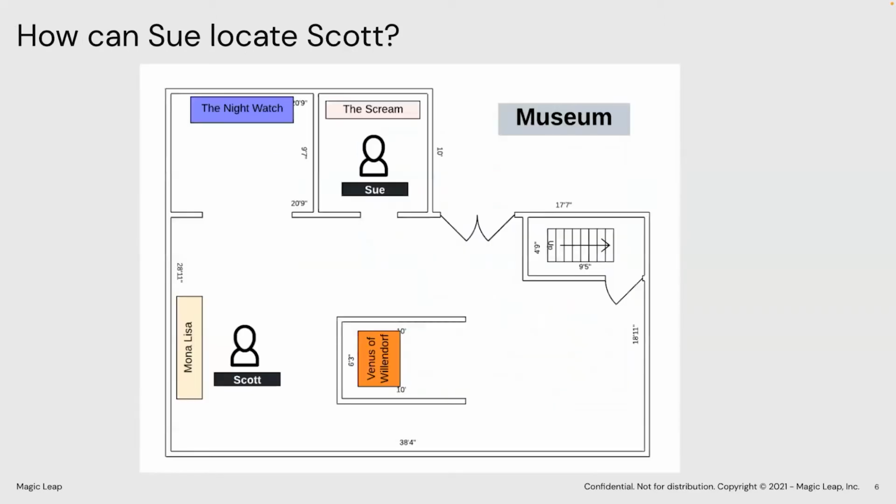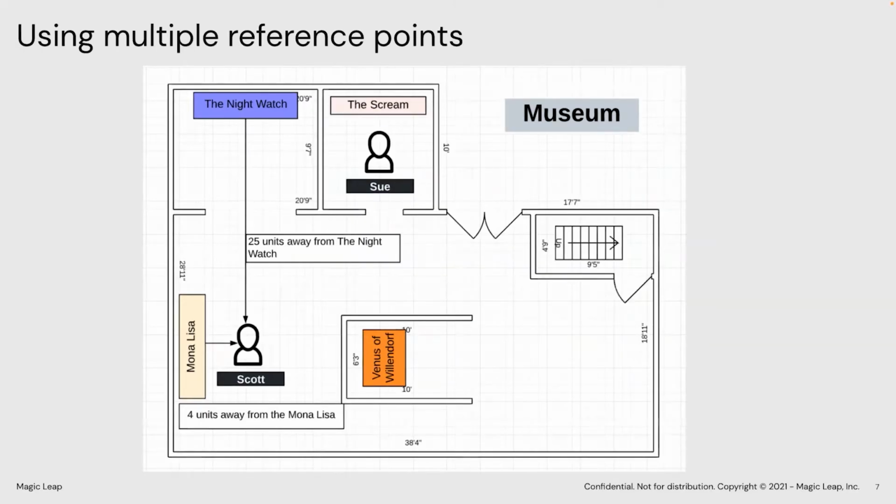So here, we're going to look at a museum. Let's say Scott and Sue are at this museum, and they have a pamphlet of all the wonderful works of art in the museum. How can Sue find Scott? Well, Scott can say, I'm 4 units away from the Mona Lisa and 25 units away from the Night Watch. You can think of these pieces of art as reference points so that we both know where they are in world space.